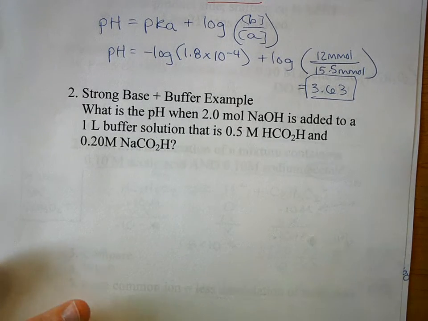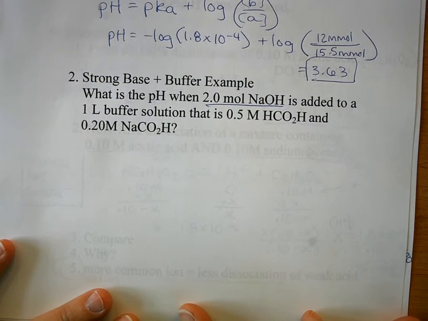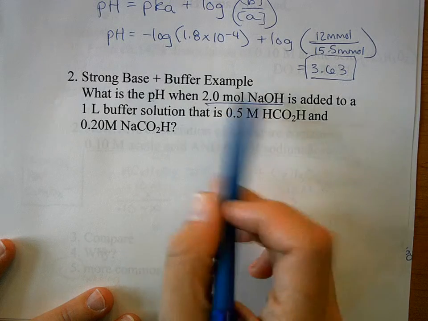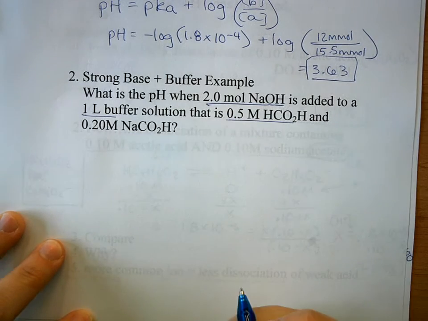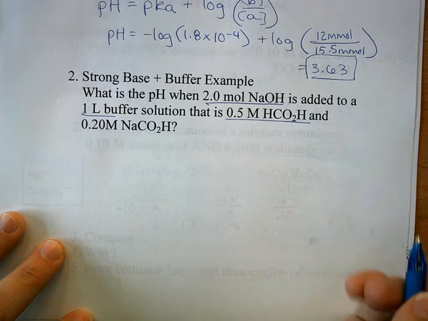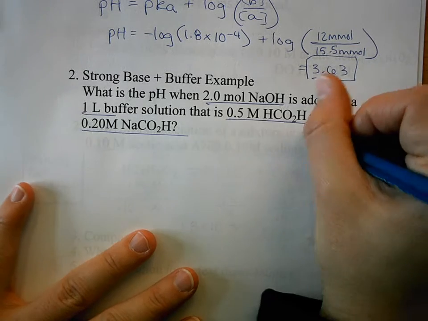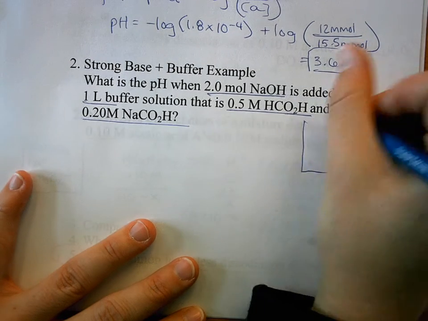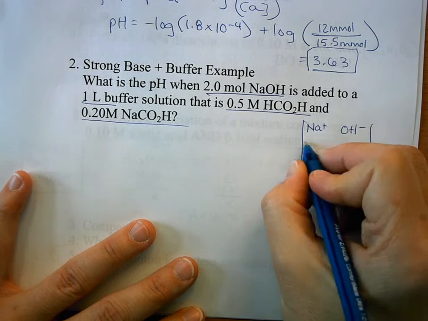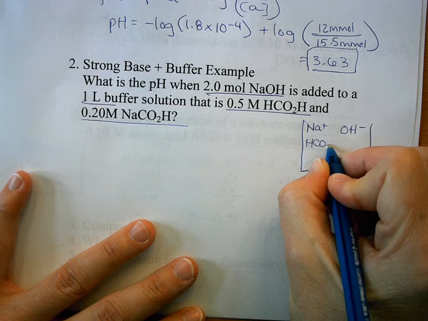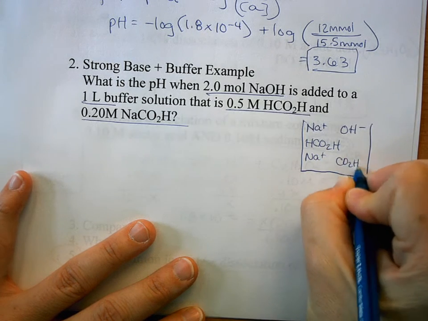All right, next I've got 2 moles of NaOH, and you guys can just jot down the things that were given. 2 moles NaOH, a 1 liter buffer solution. It's 0.5 molar of the same stuff, HCO2H, 0.2 molar NaCO2H. Okay, get in the beaker again. So we have NaOH breaks apart into Na plus, OH minus. I've got my weak acid. I've got sodium ions, CO2H minus ions.